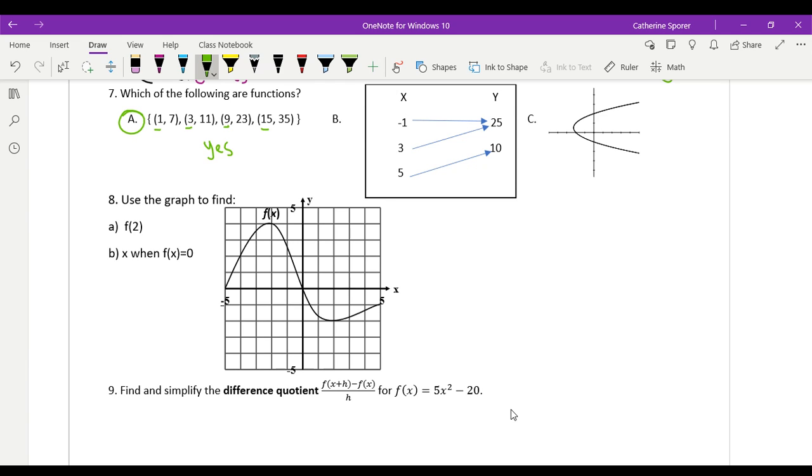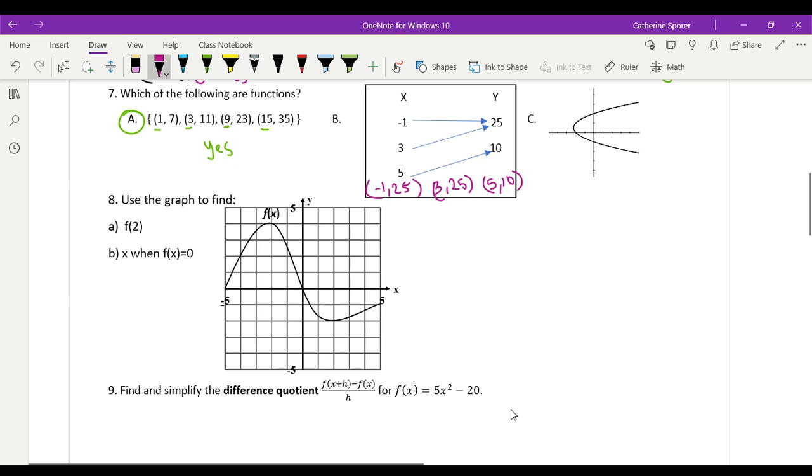Okay, look at B. B is another representation of a function. It's a function mapping, which really we can look at that function mapping and turn it into points if we wanted to. But if you look at the -1, it goes to 25. So that's like the point -1, 25. The 3 also goes to 25. And then the 5 goes to 10. So that's what the function mapping would look like if we wrote it as points.